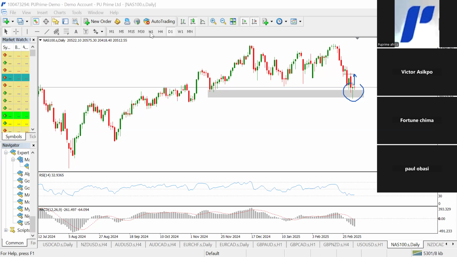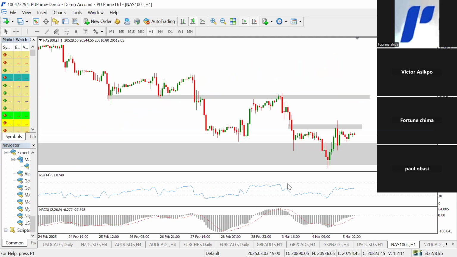And on the 1 hour, we can see an inverse head and shoulder. This is just exactly as what we found on the US oil. And prices to target the resistance up there.